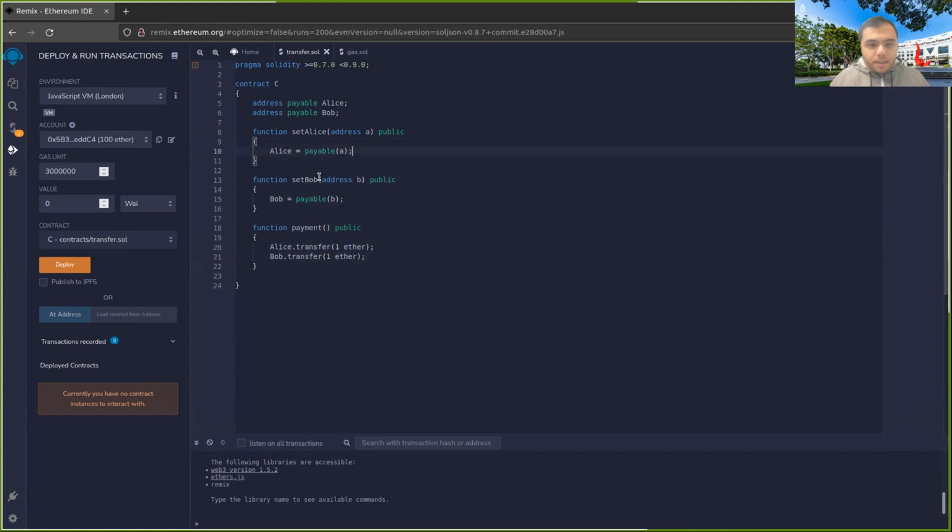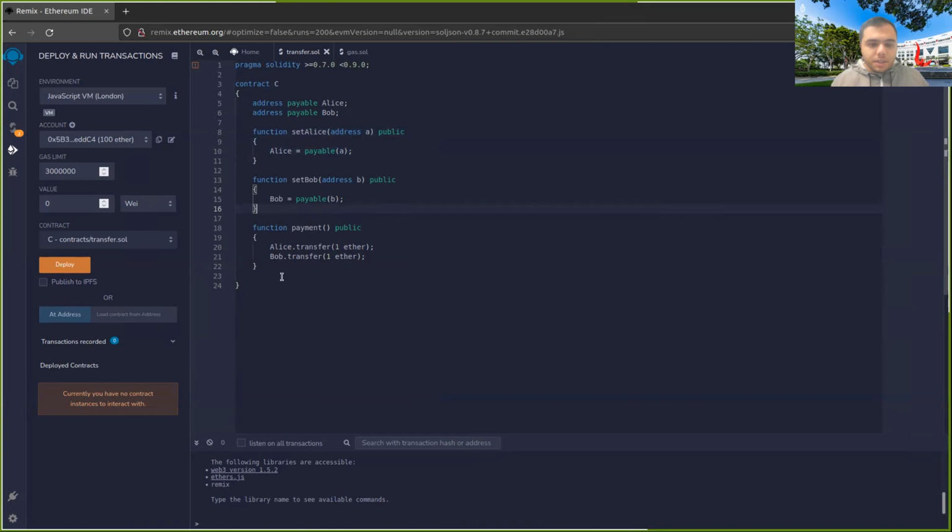So this is a pretty simple contract, and actually, it doesn't have much security. Anyone can set the values for Alice and Bob, and then anyone can call the payment function. And the payment function would just send 1 Ether to both Alice and Bob.